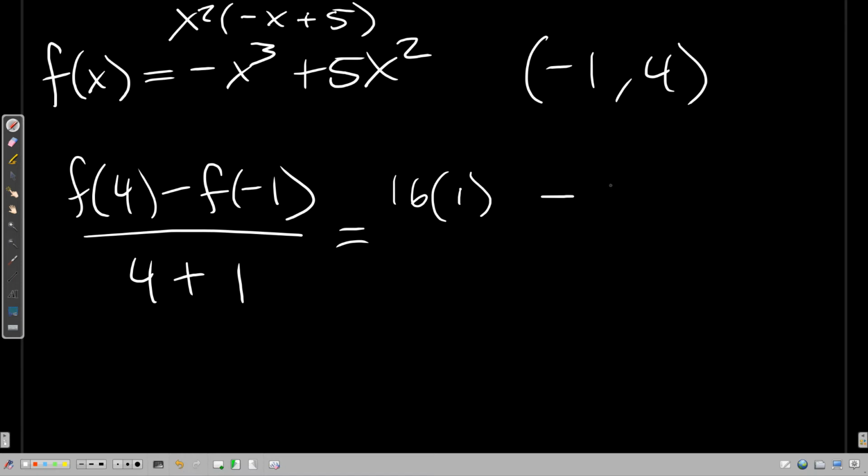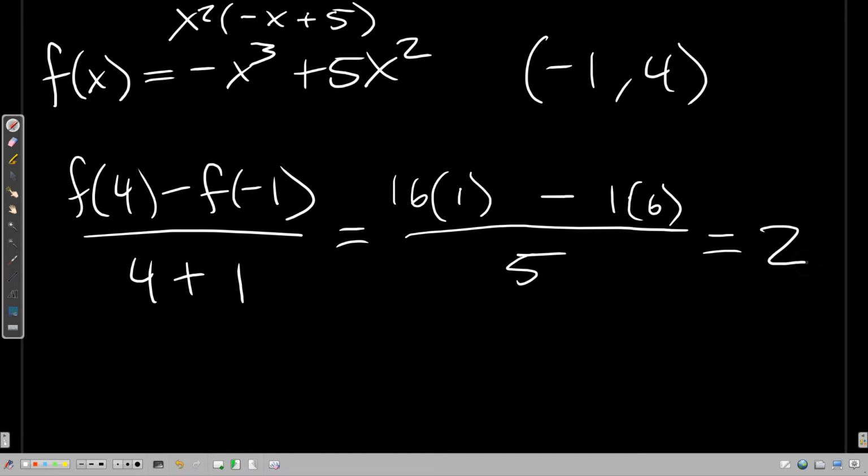Now f of negative 1 is 6. Here's one of those cases where I got to double check. Yeah, so minus 1 squared, that's 1. It says 1 times, and then when you put the minus 1 in for x, you get positive 1. Positive 1 plus 5, that's 6. So 16 minus 6, our numerator is 10, and we have a 5 in the denominator. Answer is 2.